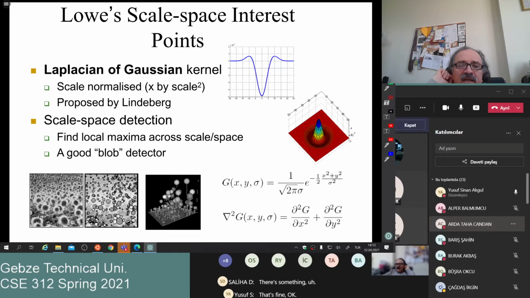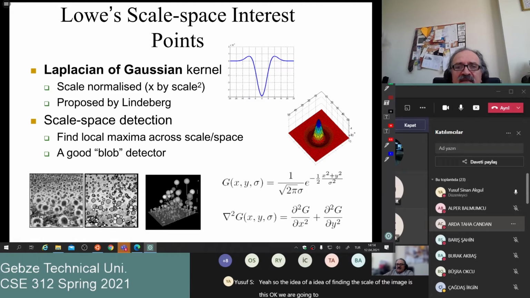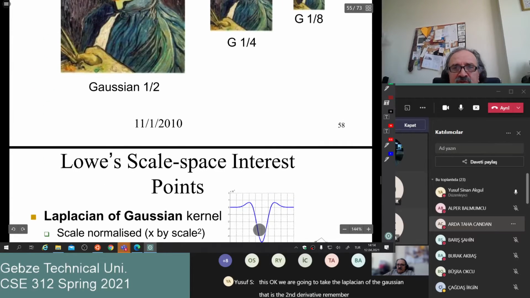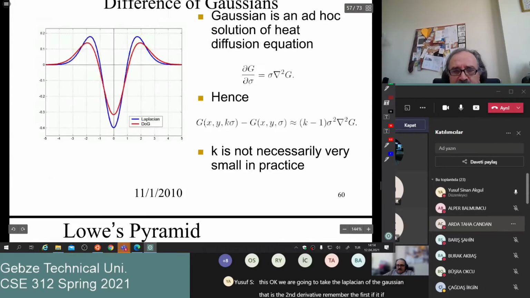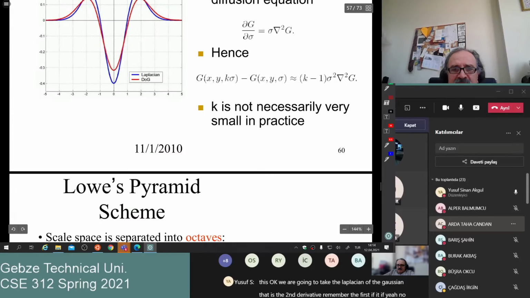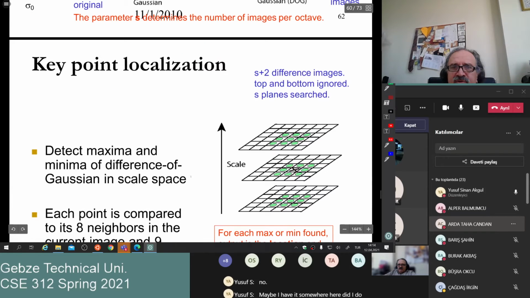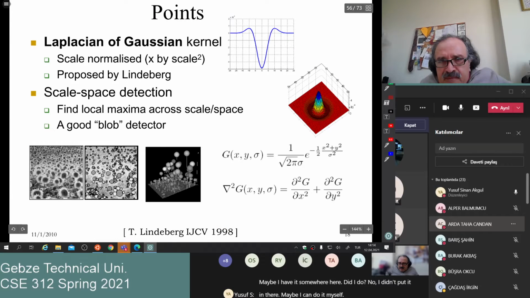So the idea of finding the scale of the image is this. We are going to take the Laplacian of the Gaussian, that is the second derivative. Remember the first derivative? Maybe I have it somewhere here. Did I do it? No, I didn't put it in there. Maybe I can do it myself.